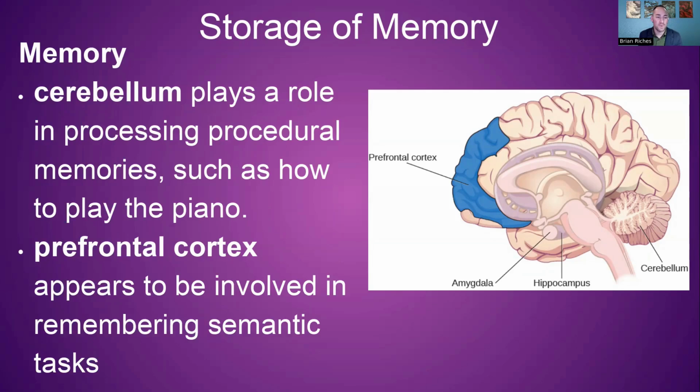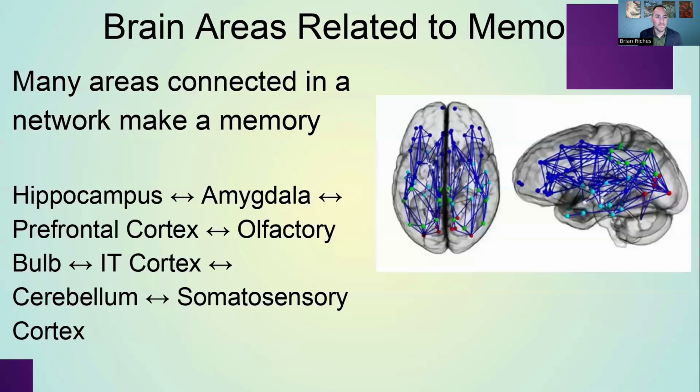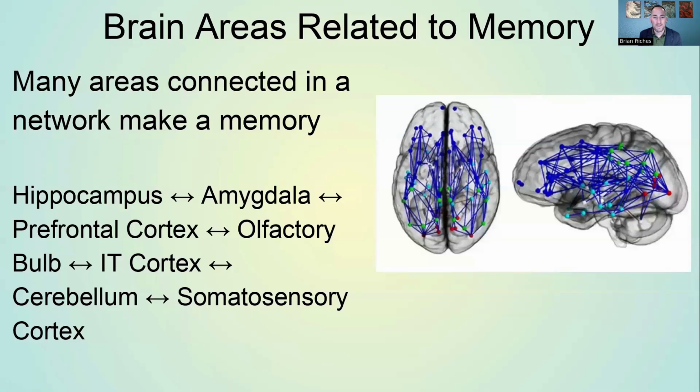And then the prefrontal cortex is really important in specifically semantic tasks, things like goal setting and thinking ahead. So you can remember a plan that you have to do, for example. A lot of that's happening in the prefrontal cortex. So with this, any given memory looks kind of like this in the brain. So you see it's touching visual cortex, somatosensory cortex, prefrontal cortex, amygdala, hippocampus.